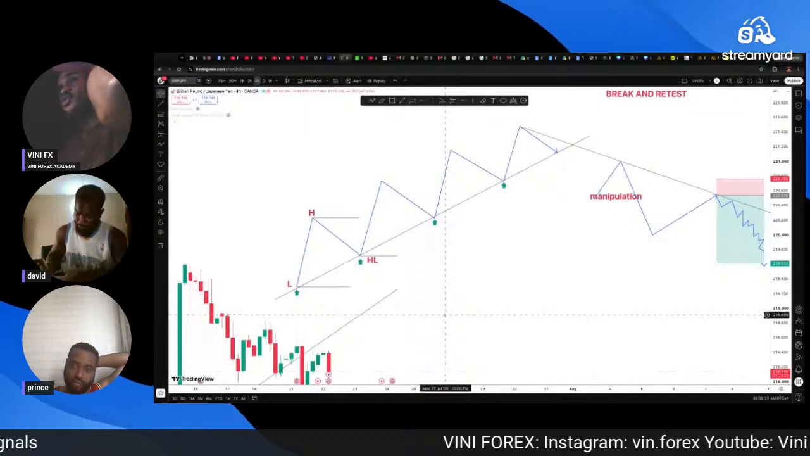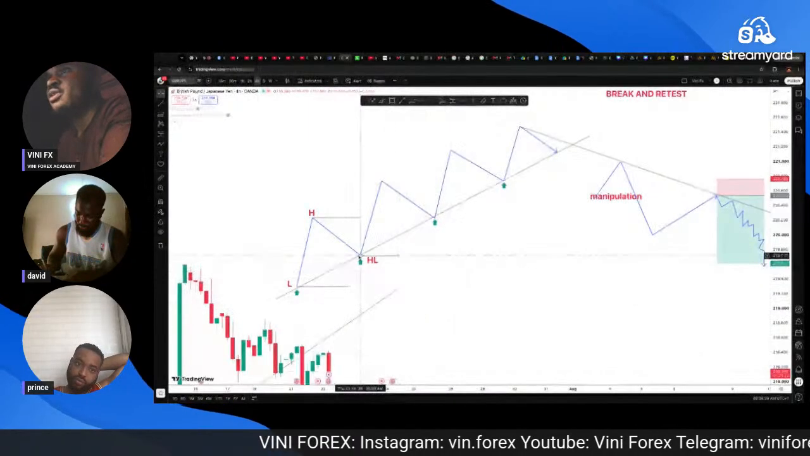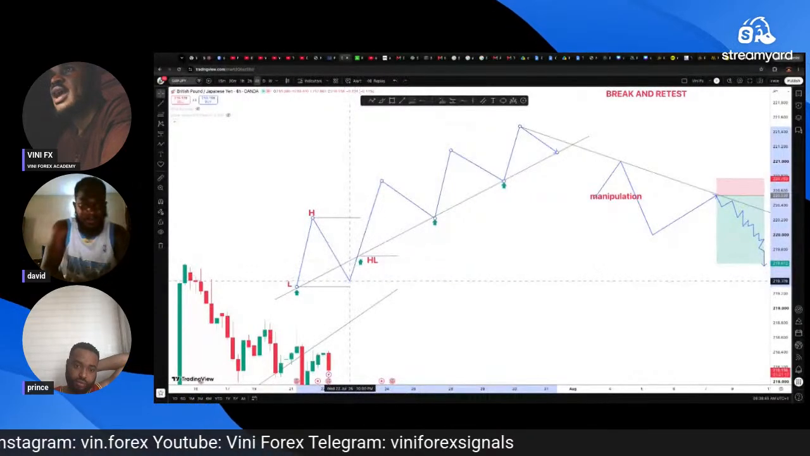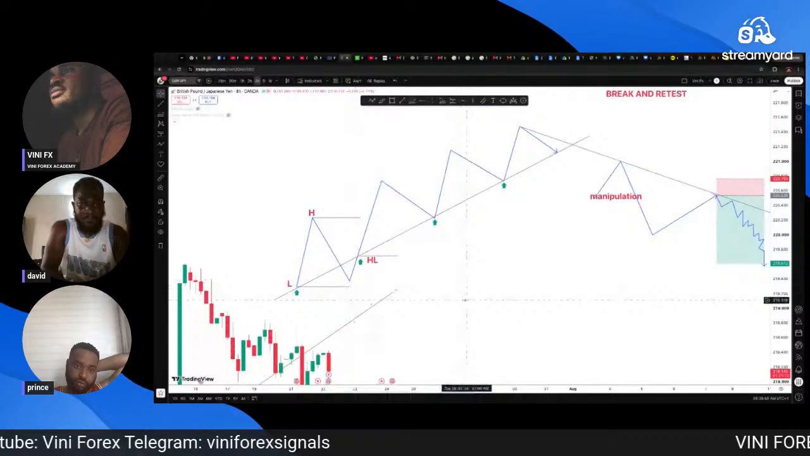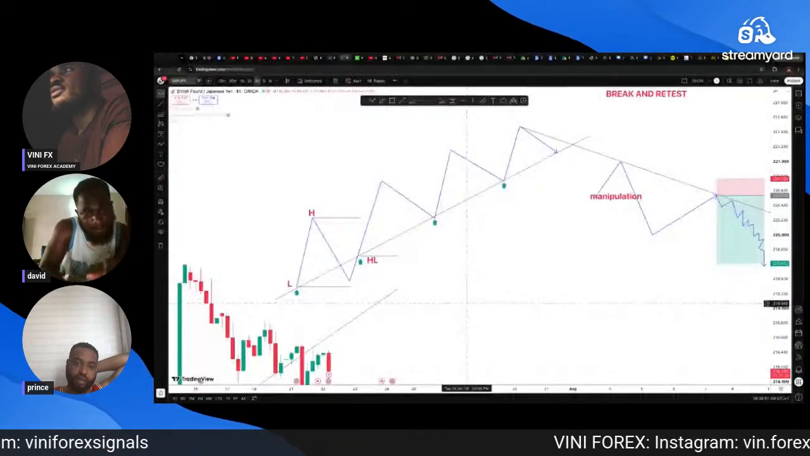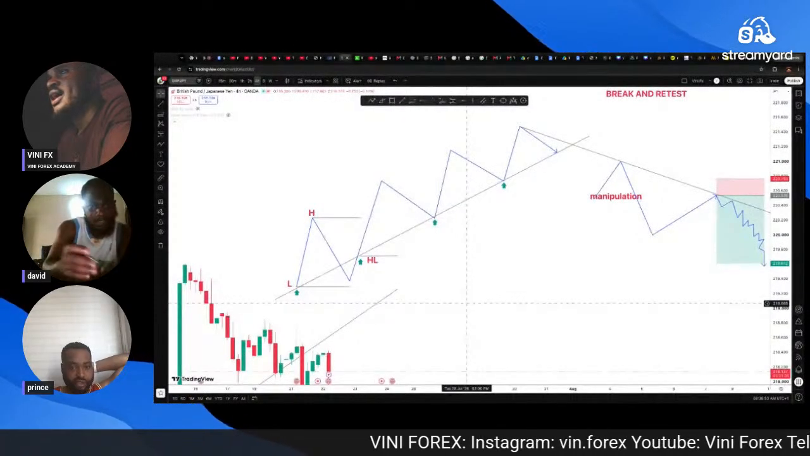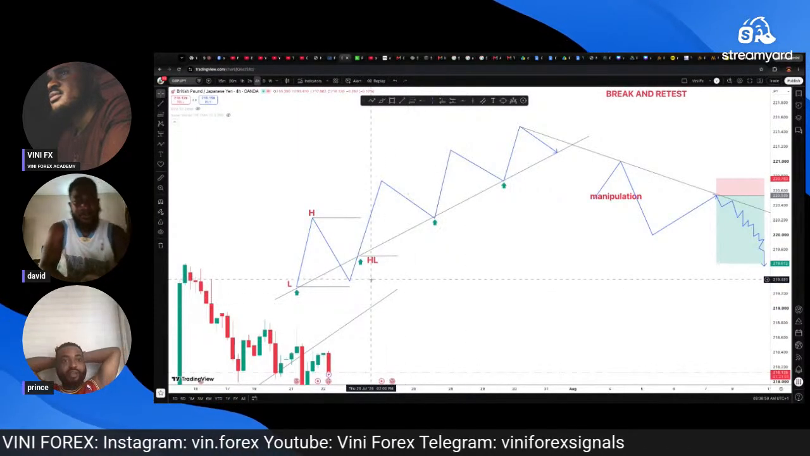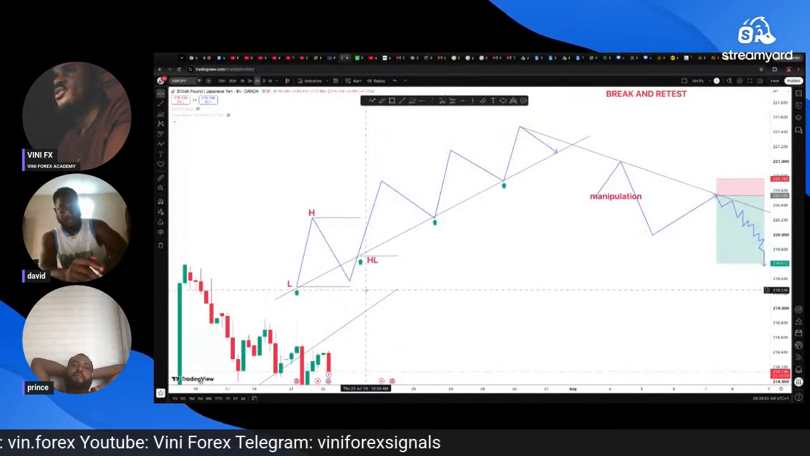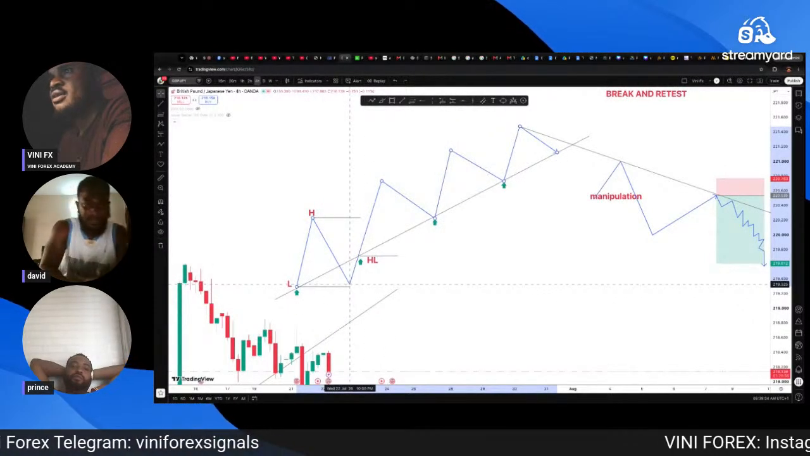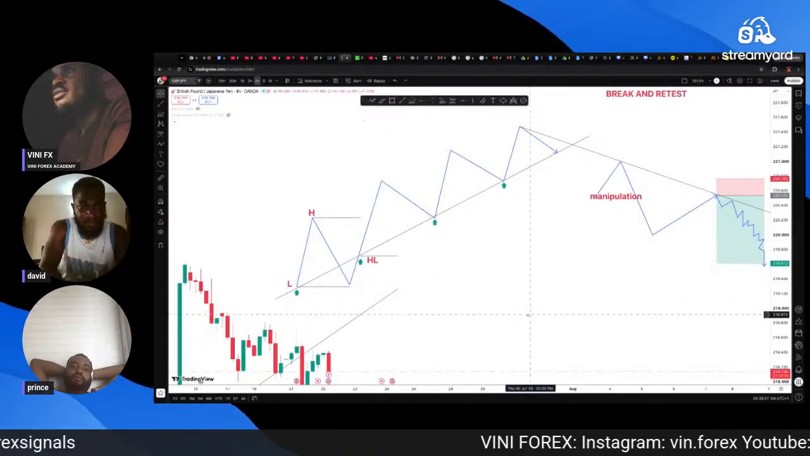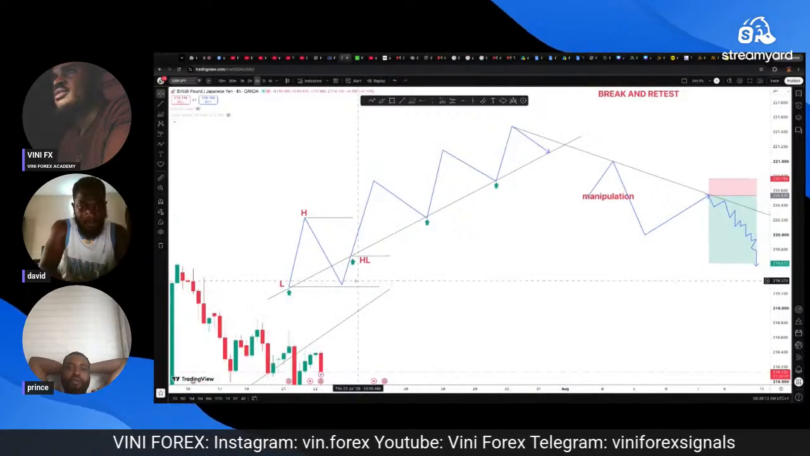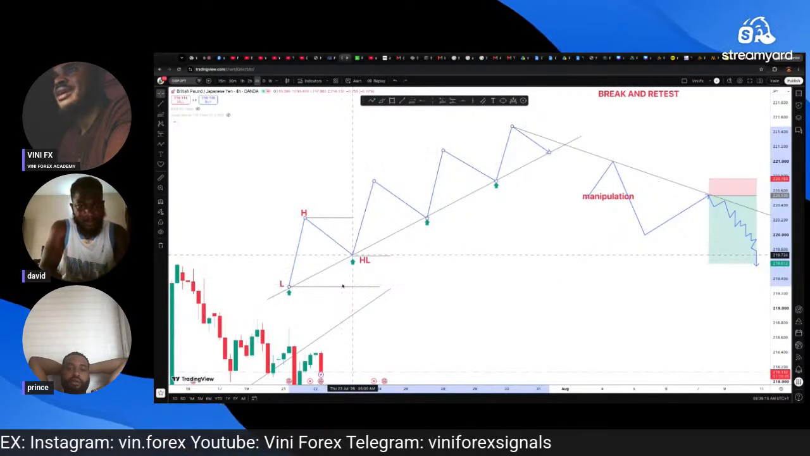Now, for me to twist your brains more, another question. If this low is here, is this still a higher low? Yes, sir. Why? Because it has not broken the previous one. Exactly, thank you so much. If this low is still here, is this still a higher low? Yes, sir. Because it has not broken the previous one. That is a simple answer.